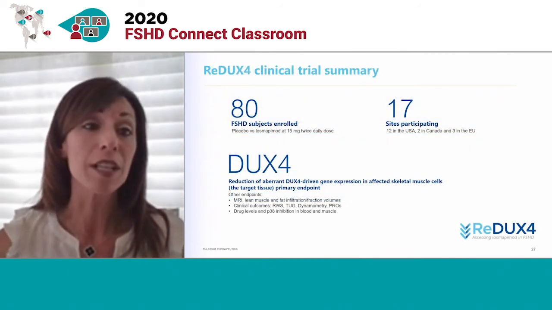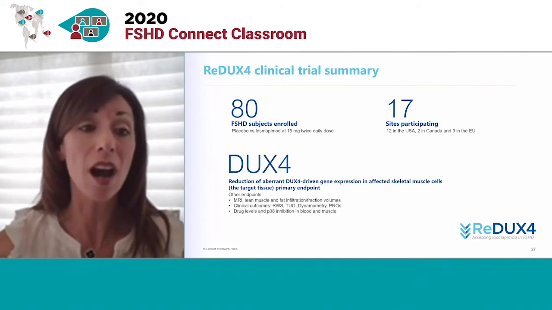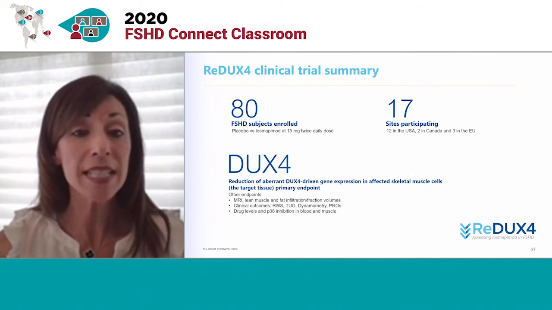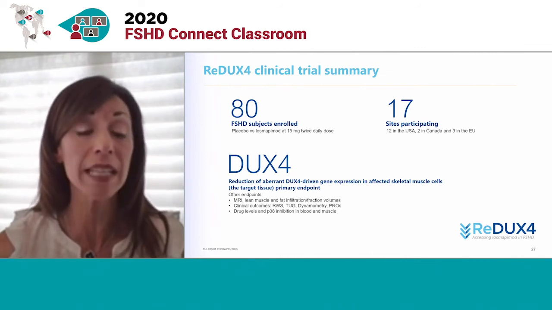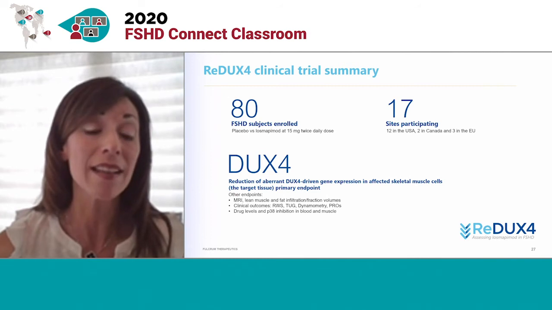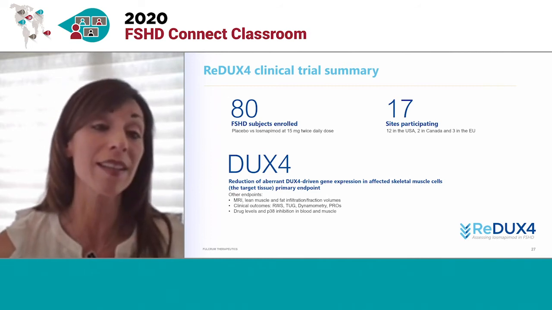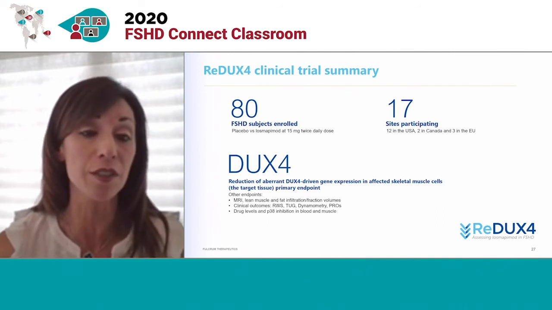And many of you may already be familiar with our ReDUX4 clinical trial that is currently ongoing at 17 sites around the globe, 12 in the United States, 2 in Canada, 3 in the EU. We have completed enrollment with 80 FSHD subjects who are being dosed with either placebo or losmapimod at 15 milligrams twice daily. And our primary endpoint here, again, is our proof of concept endpoint, that being the reduction of aberrant DUX4-driven gene expression in affected skeletal muscles.